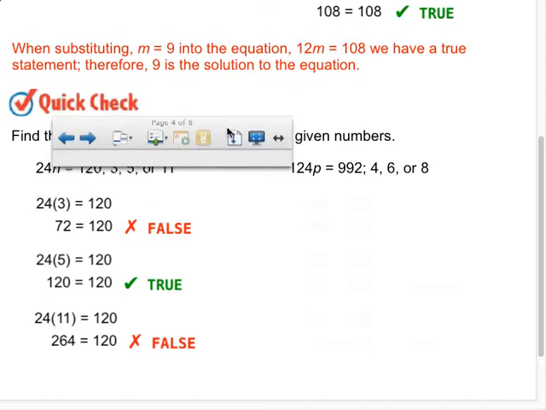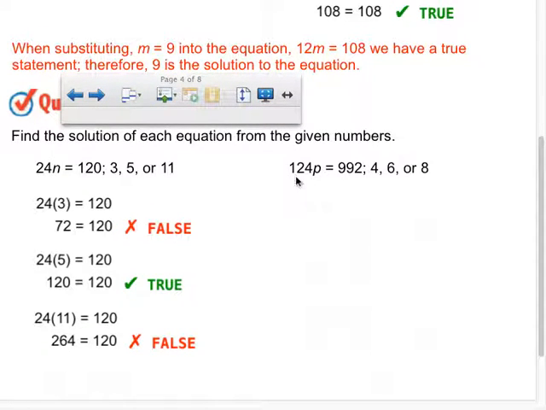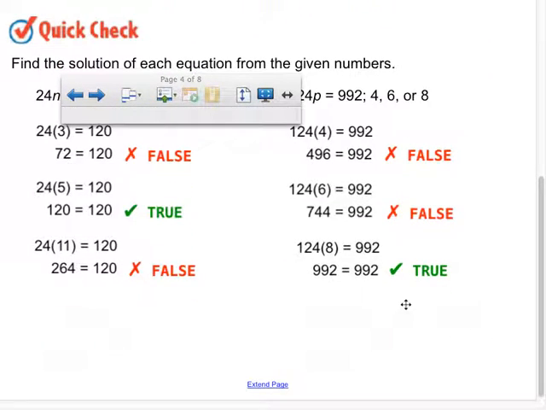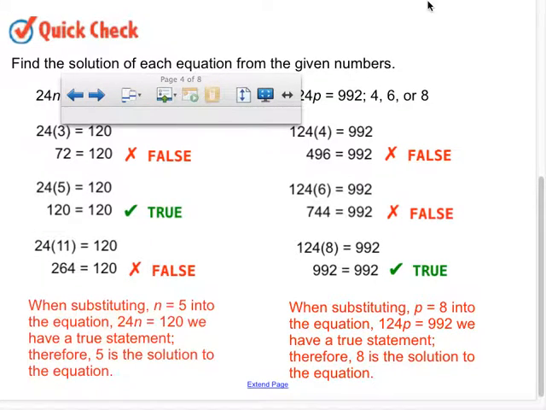No. Nope. Okay, over here for 124p equals 992, who substituted 4 for us? Go ahead, Tori. I got 496. And is that a solution? Nope. And then who did 6 for p? Go ahead, Karis. I got 744. 744, very good, and that's false. It's not a solution. And then last but not least, who did 8? And what did you get? Yes, 124 times 8 is 992. That was true. That is our solution to our equation. That was our solution to our first equation.